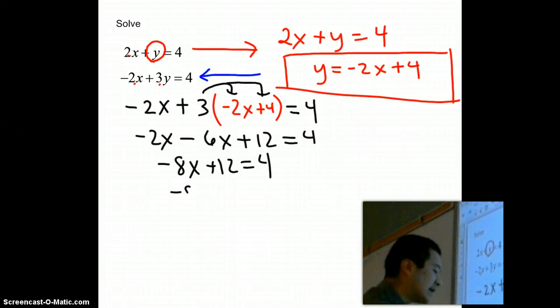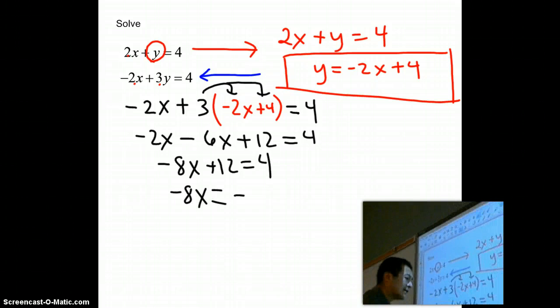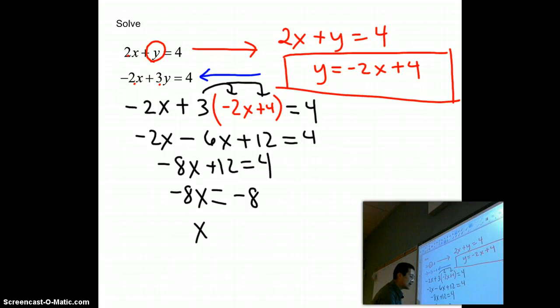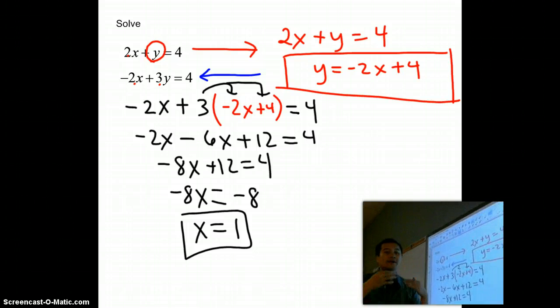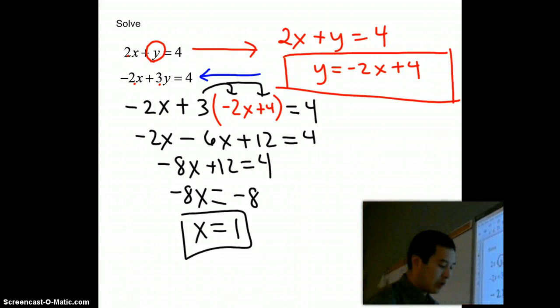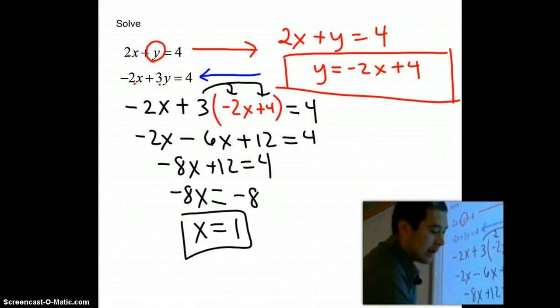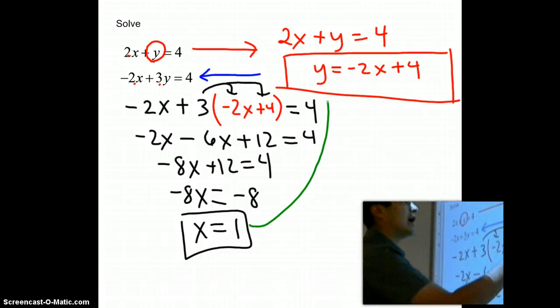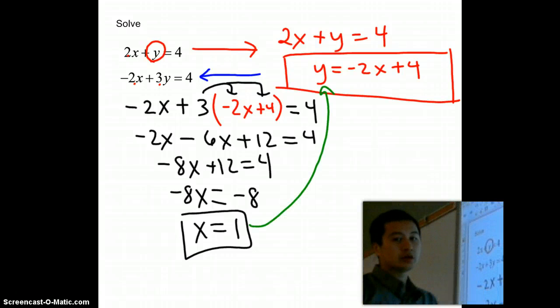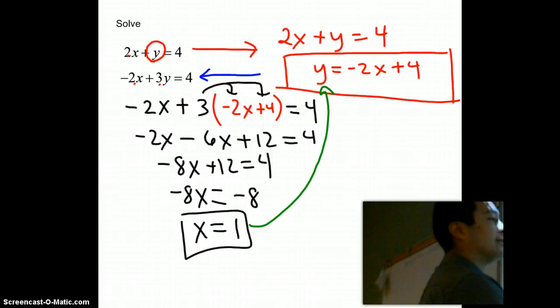Subtract 12 from both sides. -8x equals -8. Divide by -8. x equals 1. Perfect. Are we done? No, we need to find the other point. There's an x and a y point. So you take this and you want to plug this back into the isolated variable or the other one, your choice, but I found it easier to plug in this one.